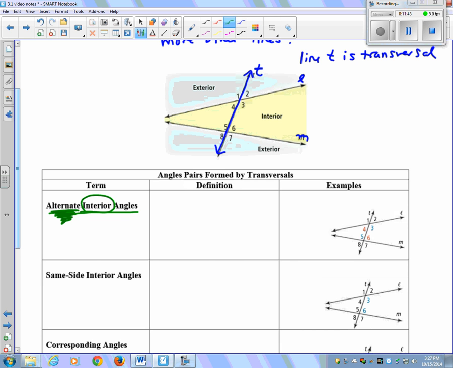Alternate interior. So if you look at the diagram, angle 4 is an interior angle. 3, 5, and 6 are all the other interior angles. The alternate interior angle to angle 4 is considered angle 6. So angle 4 and angle 6. Also in the diagram, angle 3 and angle 5. So alternate interior angles are on different sides of the transversal.